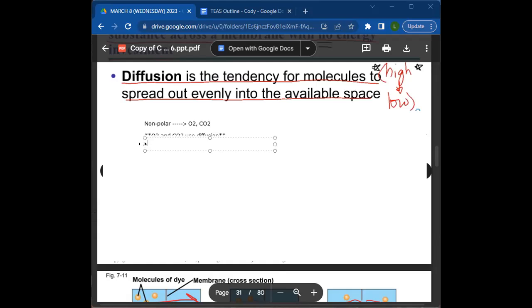And the place where this is going to happen is in the alveoli of the lungs. So you need to know that gas exchange that happens at the alveoli takes place by diffusion.